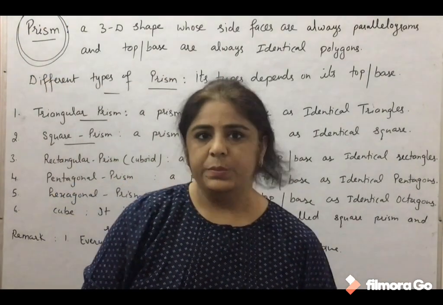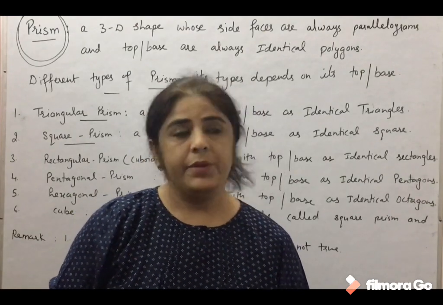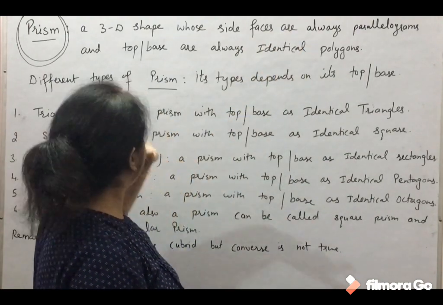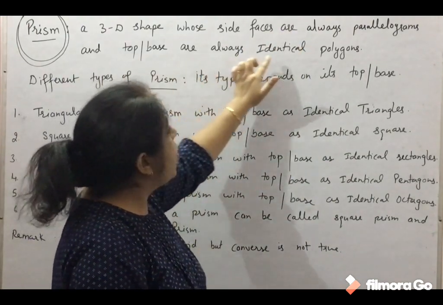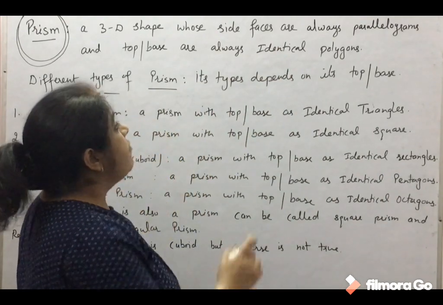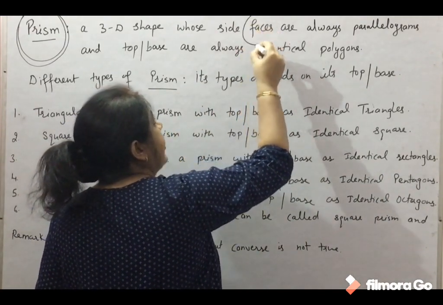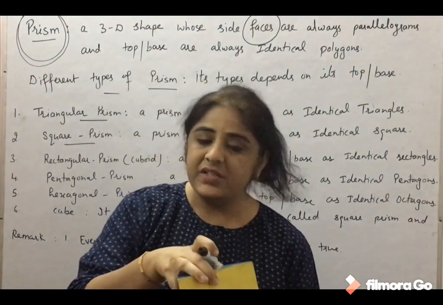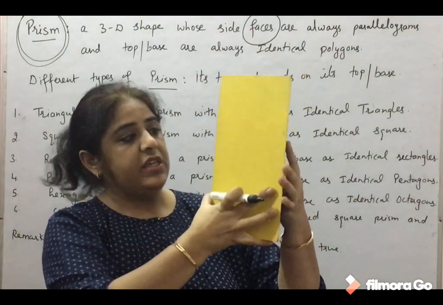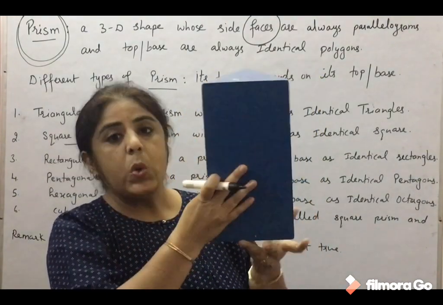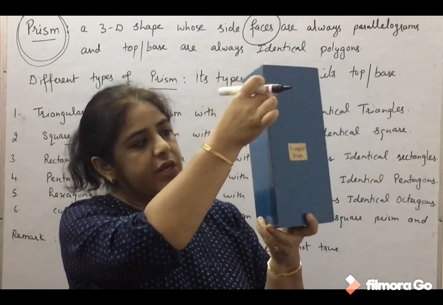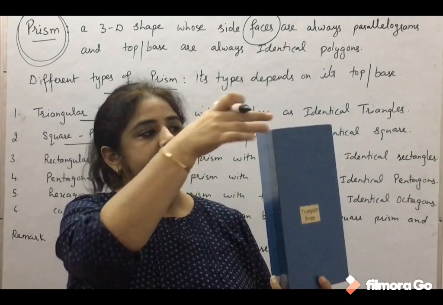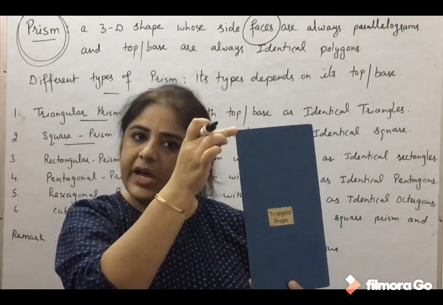What is a prism? A prism is a 3D shape in which all side faces are always parallelograms, and the top and base are always identical polygons. First, the concept of a face: as we have already discussed, these flat surfaces are called faces. These are called edges, where the faces meet. And where the edges meet is called the vertex.